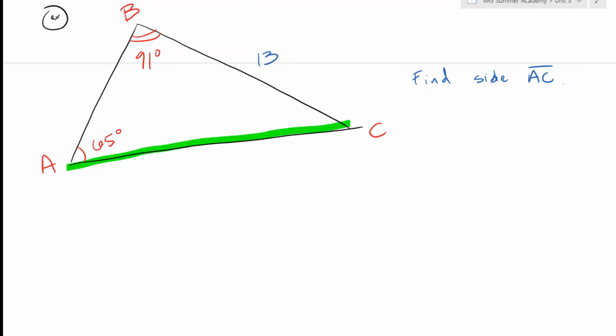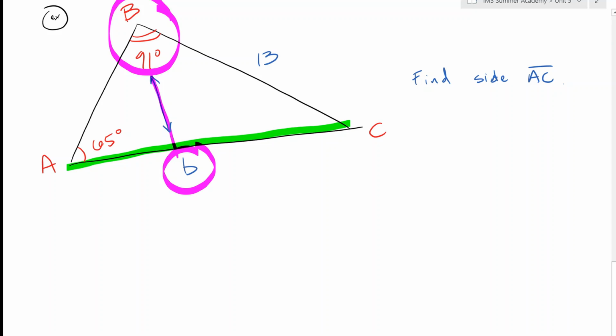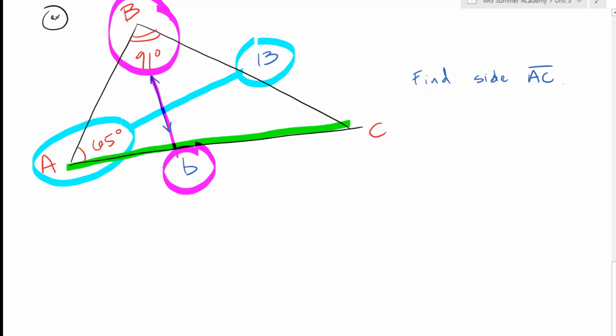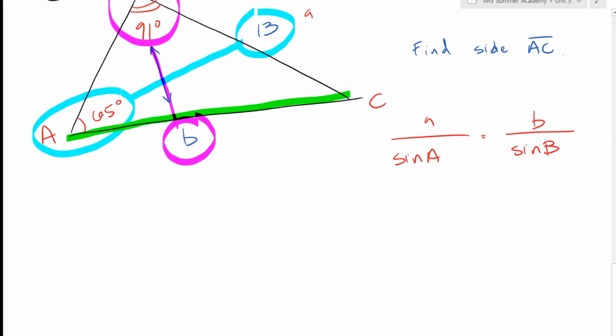We don't really want to call it AC, we want it as a single letter. So if I look at what's across from it, that's big B, so this side is little b. Obviously, b is what I'm trying to find. I do have big B, so there's one pair. The other pair, I notice I don't have any C's, no big C, no little c, but I do have big A, little a. So I have a pair of A's, I have a pair of B's. So that's the setup we want to use. A over sine big A equals little b over sine big B. So same setup as last time.